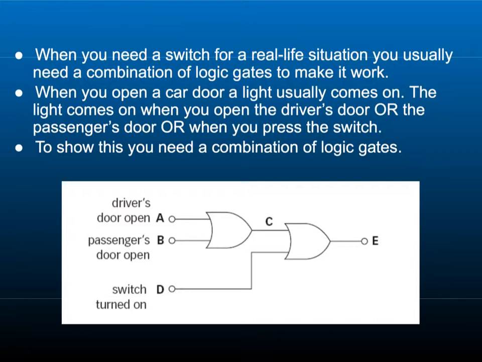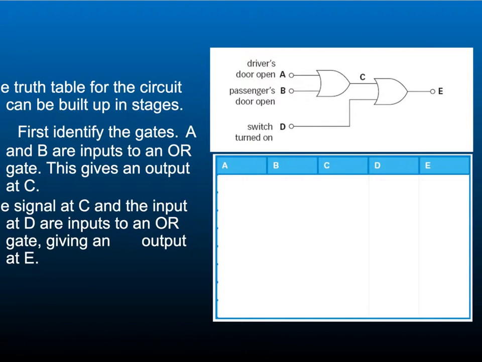The light comes on when you open the driver's door, or the passenger door, or when you press the switch. To show this, you need a combination of logic gates. The two gates in this example are both OR gates, so remember, either input can be high. The truth tables for combining logic gates need to be built up in stages.